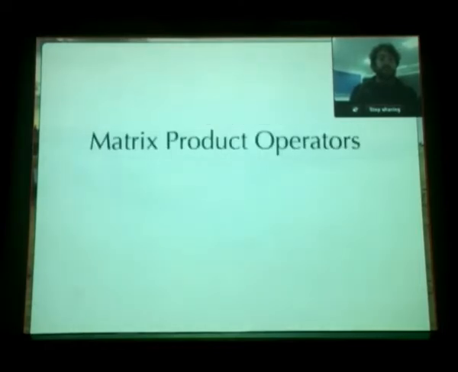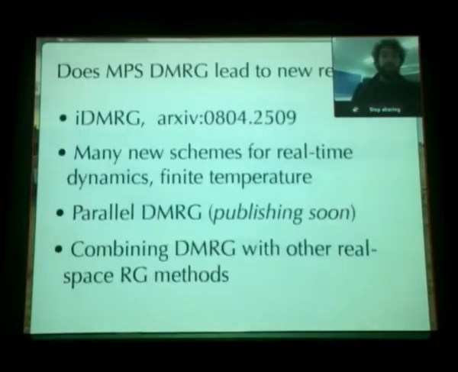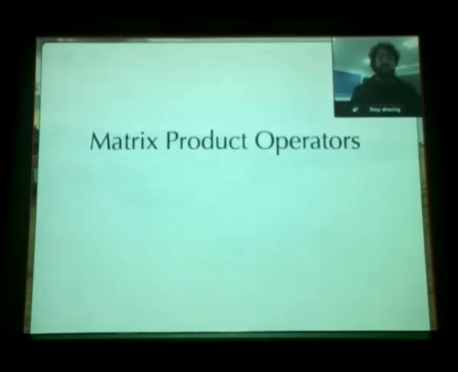And then also, matrix product states have led to a lot of nice schemes for doing real-time dynamics and finite temperature. Also, Steve and I have been working on a way to parallelize DMRG in real space, and so we're going to be publishing that soon. And that heavily uses matrix product states. And then also, you can combine DMRG with real space RG methods. So these are just some of the qualitative things you can get.